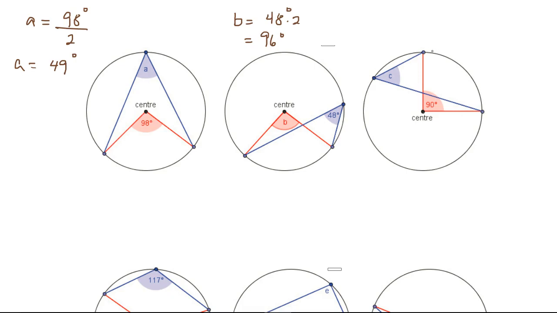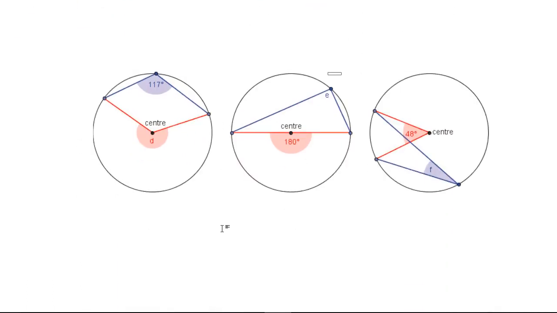They have the same arc. So we have C is half the central angle. So we have 90 degrees divided by 2. That is 45 degrees. Let's see the other.